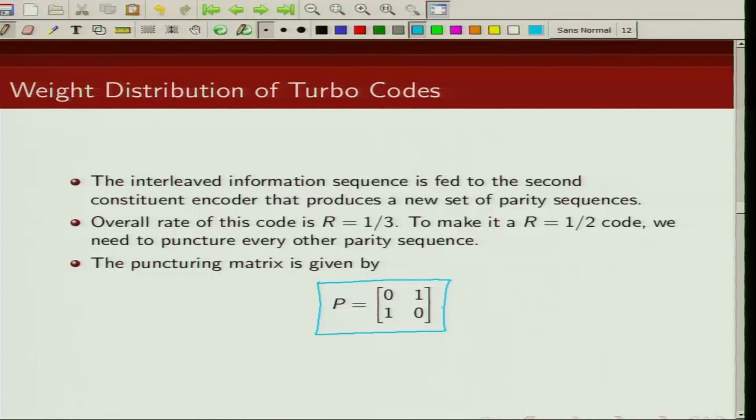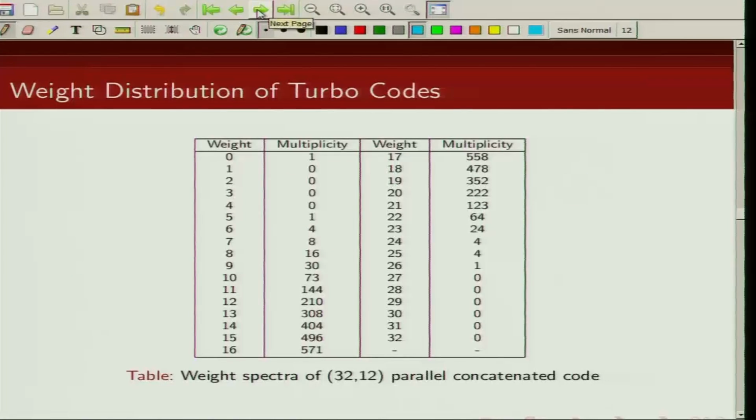You can view this as: if there is a 0 we are not transmitting that bit, and if there is a 1 we are transmitting this bit. At odd time instances I am sending the parity bit from the second encoder, whereas at even time instances I am sending the parity bit from the first encoder. This makes the overall rate of this parallel concatenated code rate 1/2, which is the same as the original convolutional code that we were talking about.